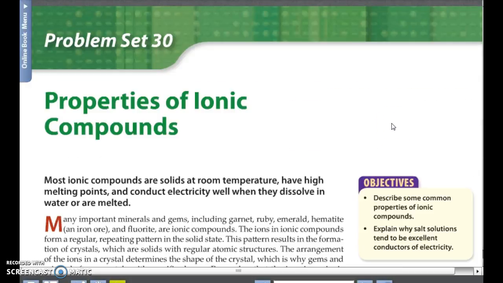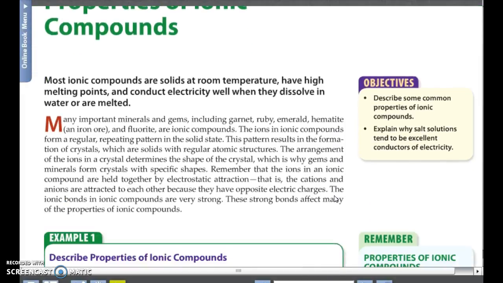Properties of ionic compounds. Describe some common properties of ionic compounds. Explain why salt solutions tend to be excellent conductors of electricity. Most ionic compounds are solids at room temperature, have high melting points, and conduct electricity well when they dissolve in water or are melted. Many important minerals and gems, including garnet, which happens to be January's birthstone, ruby, which is July's, emerald, which is May's, hematite, which is an iron ore, really beautiful shiny black, and fluorite, are ionic compounds.